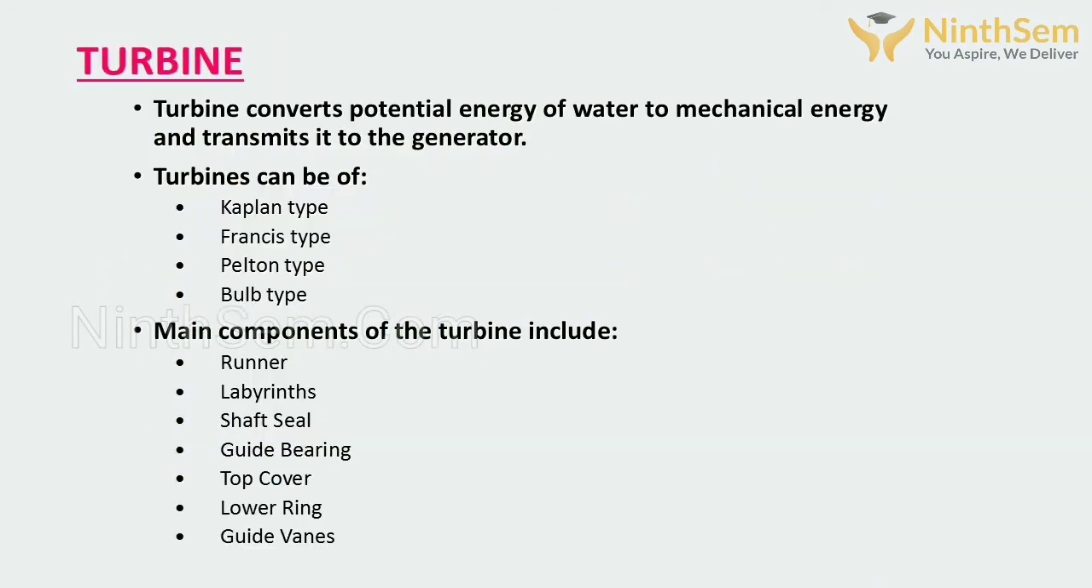The turbine converts the potential energy of water to mechanical energy and transmits it to the generator. There are four types of turbines: Kaplan type, Francis type, Pelton type and bulb type.